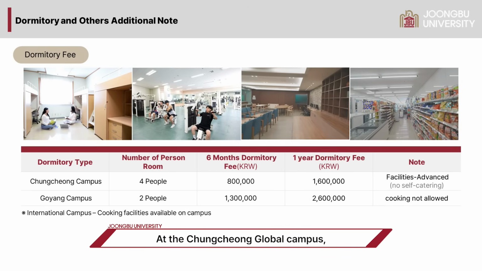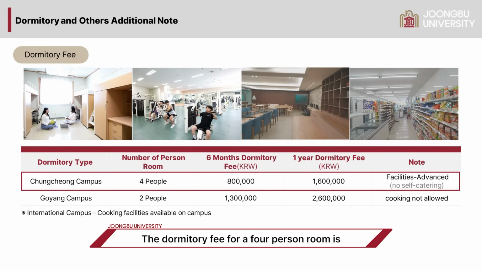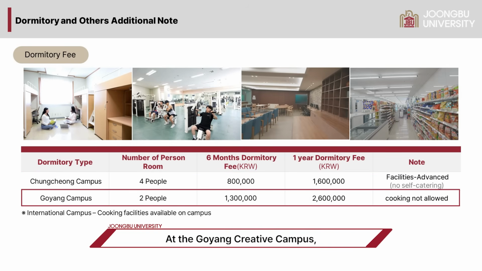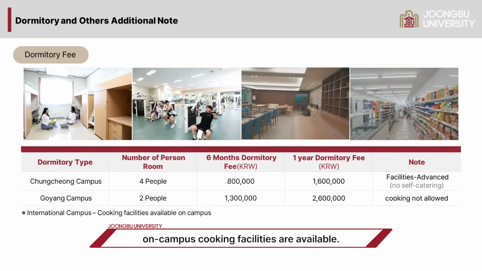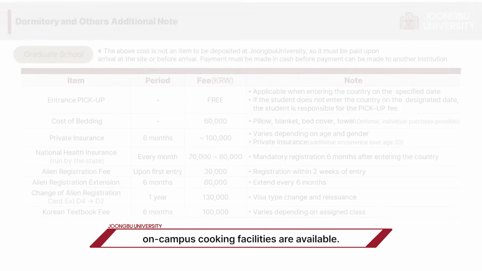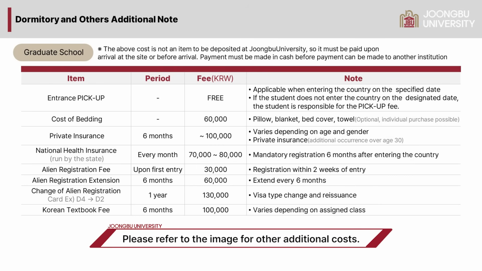At the Chungcheong Global Campus, the dormitory fee for a 4-person room is 800,000 Korean won for 6 months, and the annual fee is 1,600,000 Korean won. At the Goyang Creative Campus, the dormitory fee for a 2-person room is 1,300,000 Korean won for 4 months, excluding vacation periods, with an annual fee of 2,600,000 Korean won. At the JOONGBU Global Campus, on-campus cooking facilities are available. Please refer to the image for other additional costs.